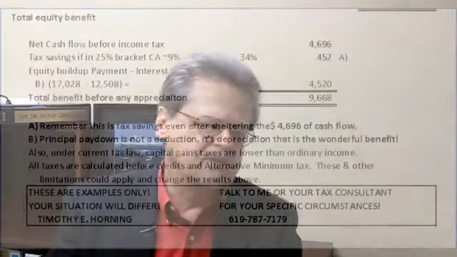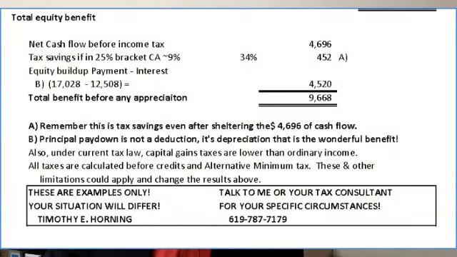And you can see then down at the bottom it shows with the cash flow, the tax savings, and the principal paydown, which adds to your equity, you actually have an annual benefit of $9,668. Not bad for an investment of $70,000, which is sweet.